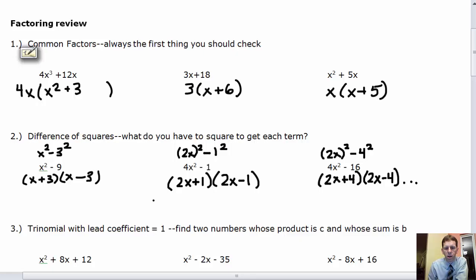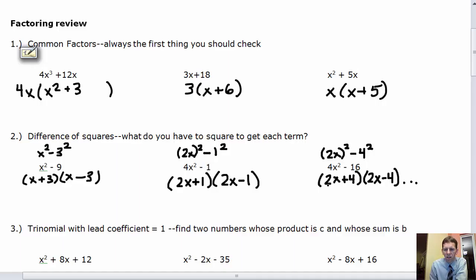For the second expression, 4x squared is what you get when you square 2x. 2x times 2x is 4x squared. To get the number 1, we square the number 1. So if we put the 2x and the 1 inside our sets of parentheses and we make sure we have 2x plus 1 and 2x minus 1, that would be our difference of squares. Now for the last problem, 4x squared is equal to 2x times 2x. 16 is equal to 4 times 4. So if you factored this expression into 2x plus 4 times 2x minus 4, that's okay.